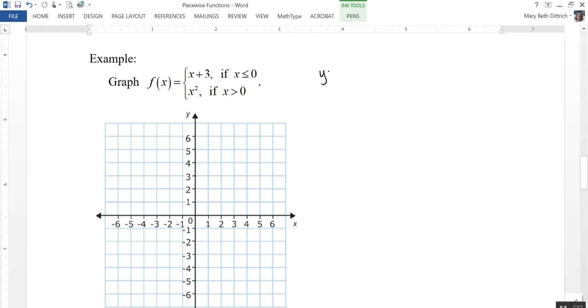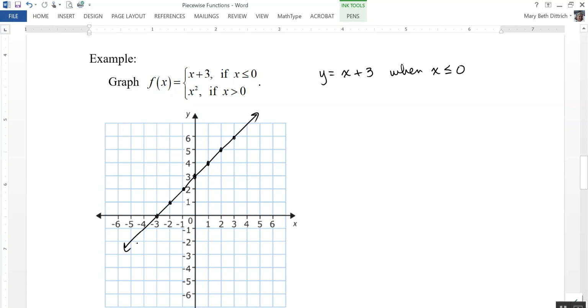So I want to graph the line y equals x plus 3 when x is less than or equal to 0. So the line y equals x plus 3 is going to look like this. Just throw a few dots in here and draw the whole line. Okay. And that's the whole line y equals x plus 3, but I want to limit the domain.